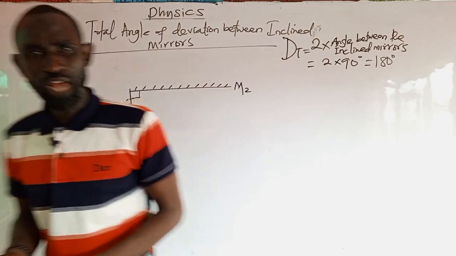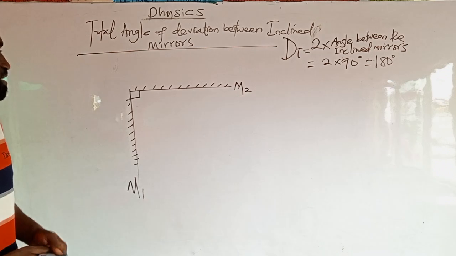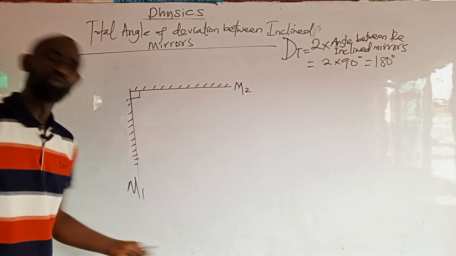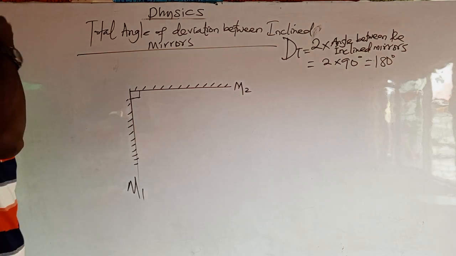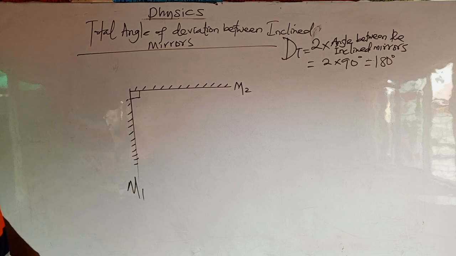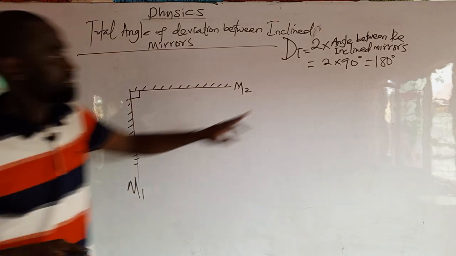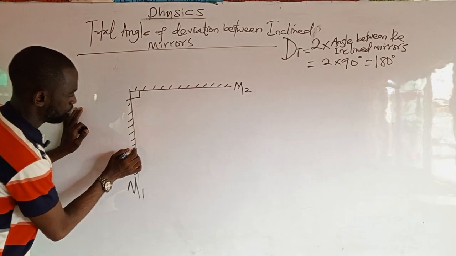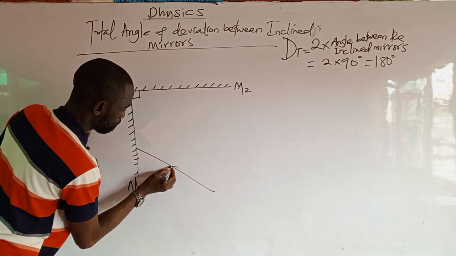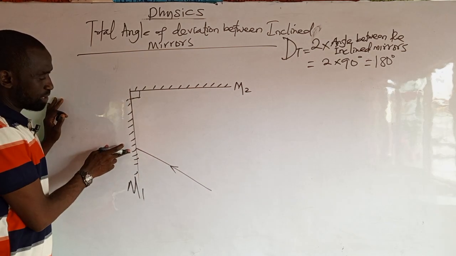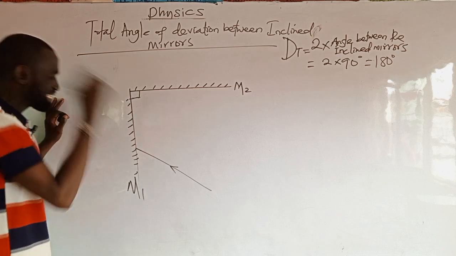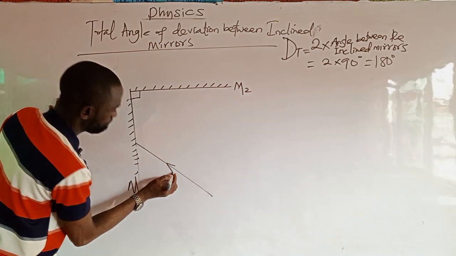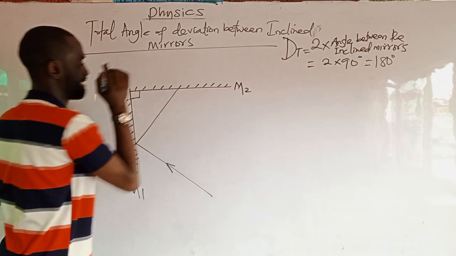Let us demystify this. Sometimes they won't ask us the total angle of deviation straight. They will ask us to calculate the angle of reflection in the first mirror or the angle of reflection in the second mirror. Okay? You can have questions like that. So let me break this down so you're able to understand that truly this total angle of deviation is 180. So let me have an incident ray here to mirror M1. For every incident ray, you must have a reflected ray.